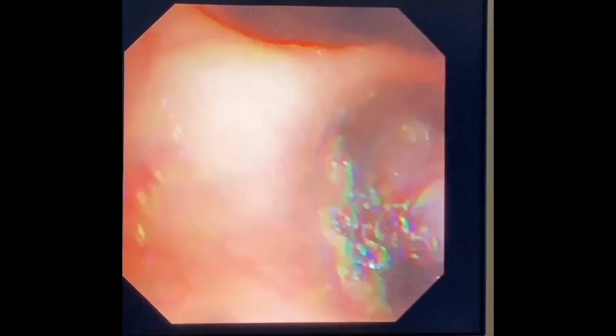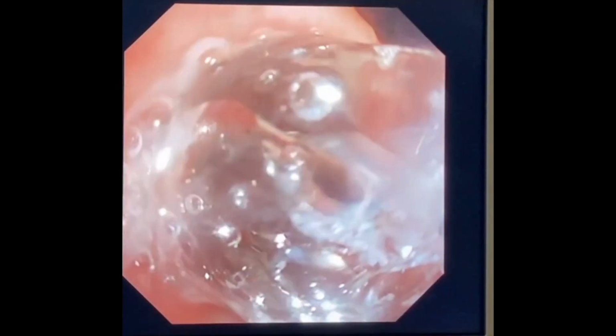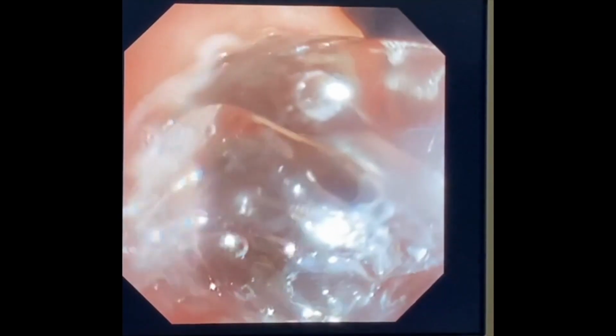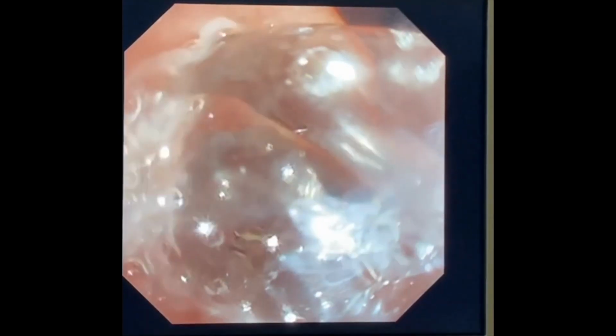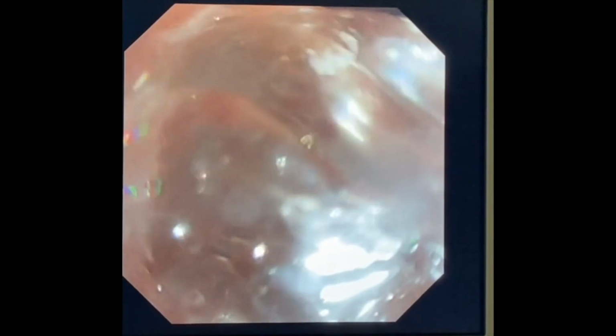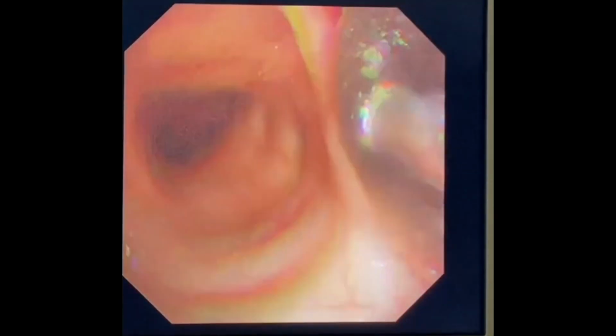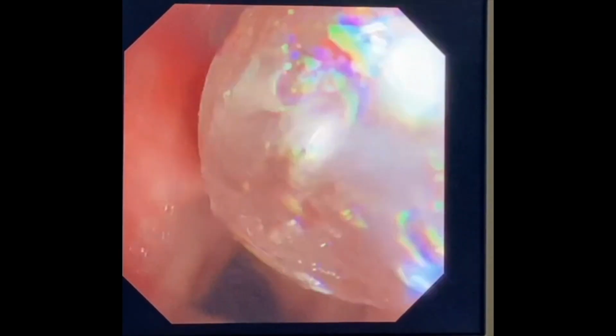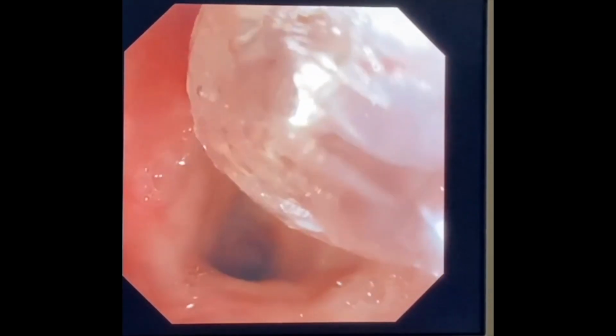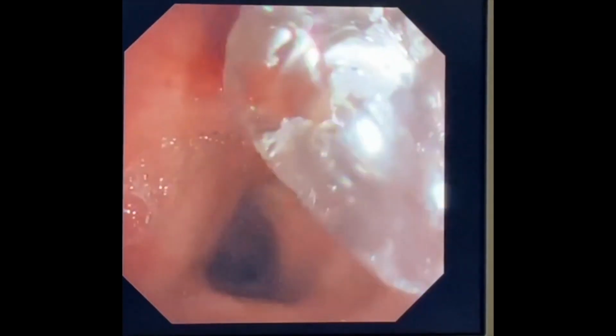We perform a final balloon dilatation, and in this case, once the airway is secure and the patient's left lung has expanded, we hand over to our GI colleagues to assess the esophagus.